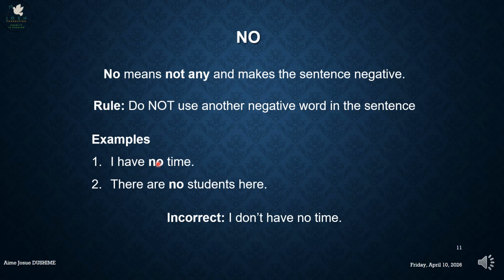Example: I have no time. There are no students here. This no makes the positive sentence negative. Don't say "I don't have no time," because this don't is a negative and this no is also negative. So this is a double negative error, which is very wrong.